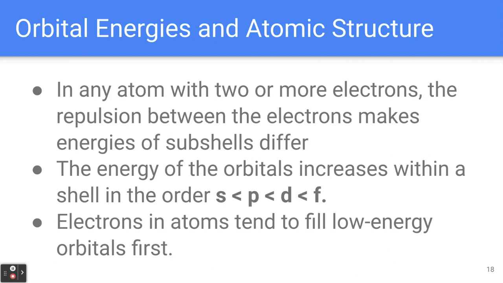If we think about those orbital energies in the atomic structure, the different letters have different energies. Our S is the lowest.